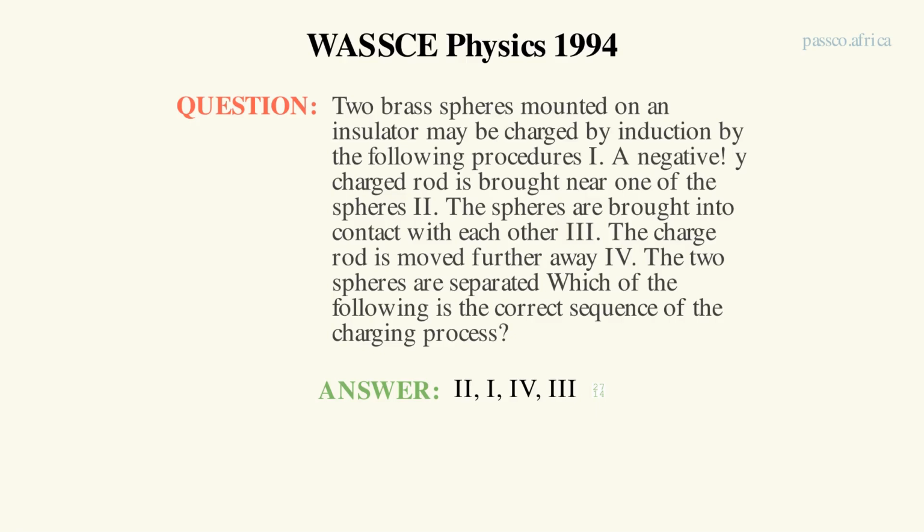Two brass spheres mounted on an insulator may be charged by induction by the following procedures: 1. A negatively charged rod is brought near one of the spheres. 2. The spheres are brought into contact with each other. 3. The charged rod is moved further away. 4. The two spheres are separated. Which of the following is the correct sequence of the charging process? Now, try it yourself.